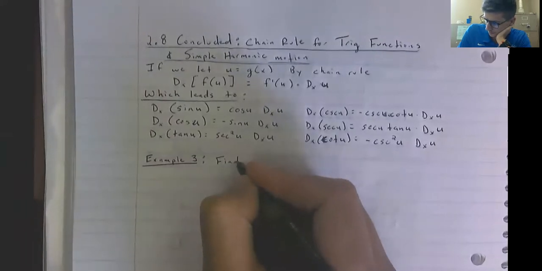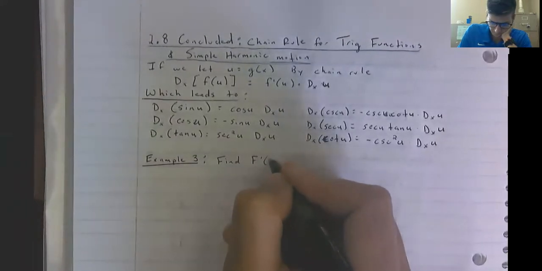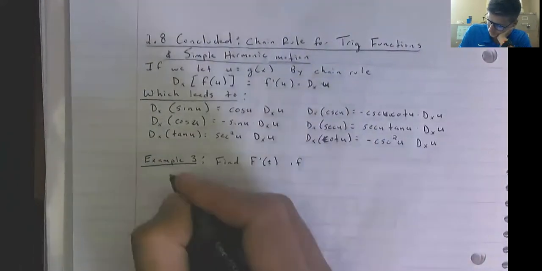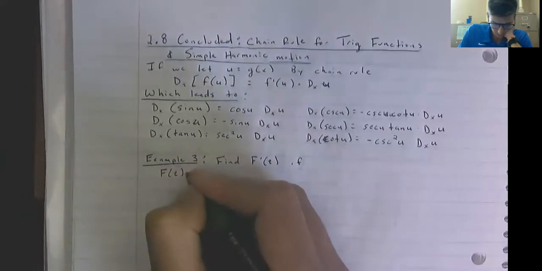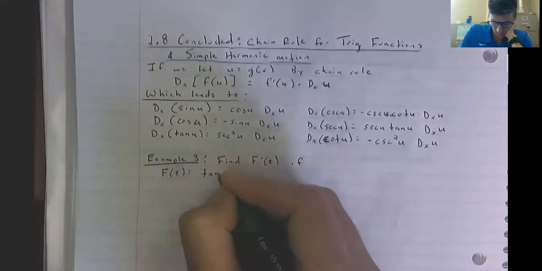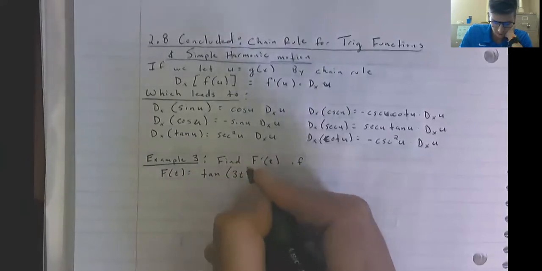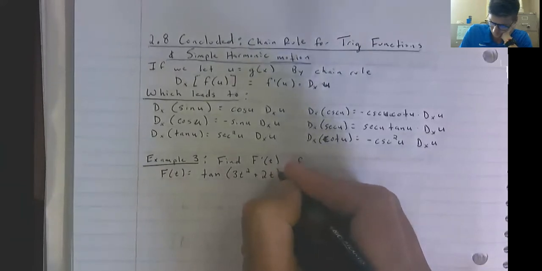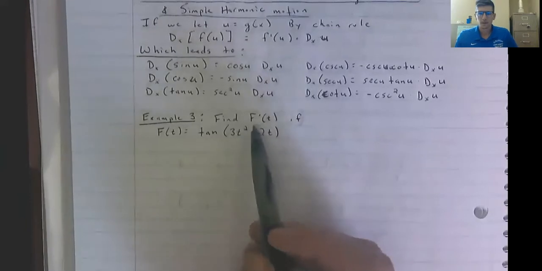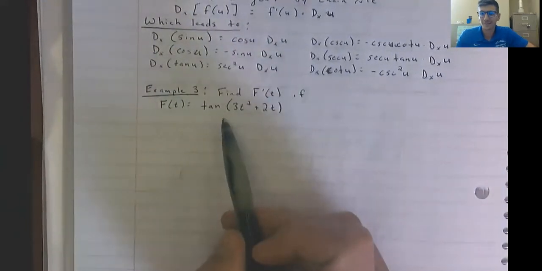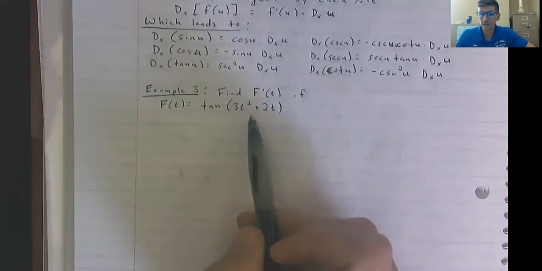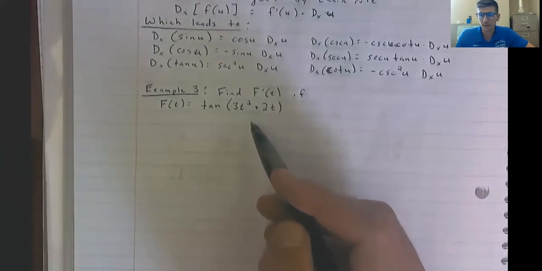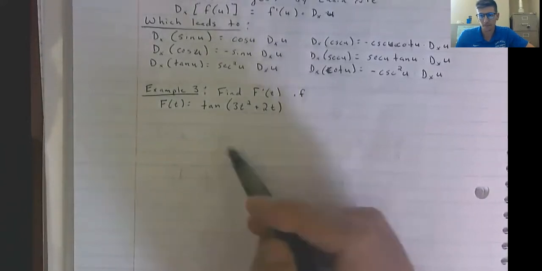Find the derivative of f with respect to t if f of t is equal to the tangent of 3t squared plus 2t. Okay, so clearly this is a composite function. It's not just the tangent of t, it's the tangent of 3t squared plus 2t. So we should expect the derivative of this will not simply be secant squared t. Okay, there's more going on here.